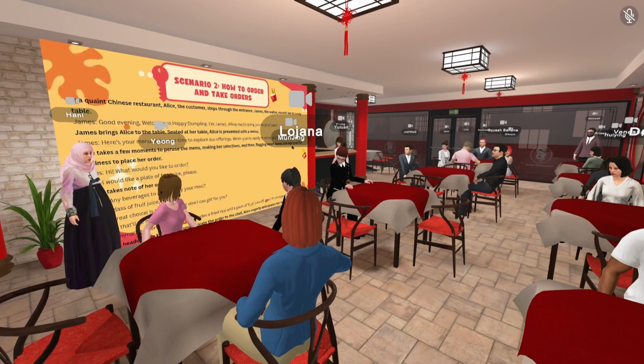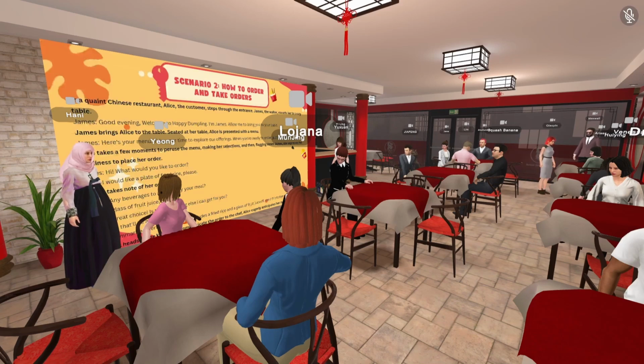Good evening. Welcome to Happy Dumpling. I'm James. Allow me to bring you to your table. James brings Alice to the table. Seated at her table, Alice is presented with a menu. Here's your menu. Take your time to explore our offerings. When you're ready to order, just let me know. Alice takes a few moments to peruse the menu, making her selection and then flagging down James. She expresses her readiness to place her order.